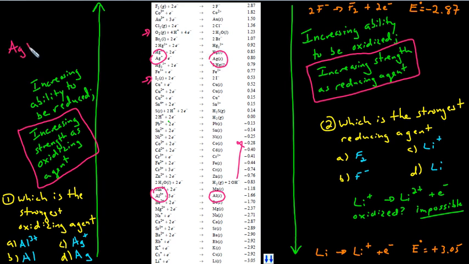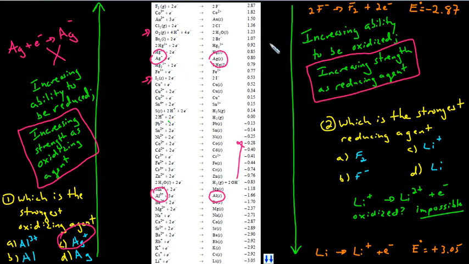Well, no. Silver solid being reduced, accepting an electron, would give silver with a negative charge, which you know metals do not get. This reaction is impossible. Silver solid cannot be reduced. Silver solid is not an oxidizing agent. And so the best answer then is silver ion. That is the best oxidizing agent.